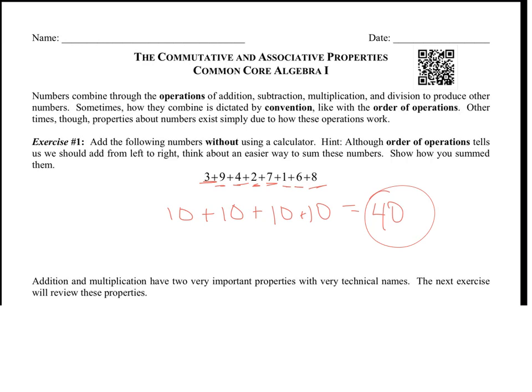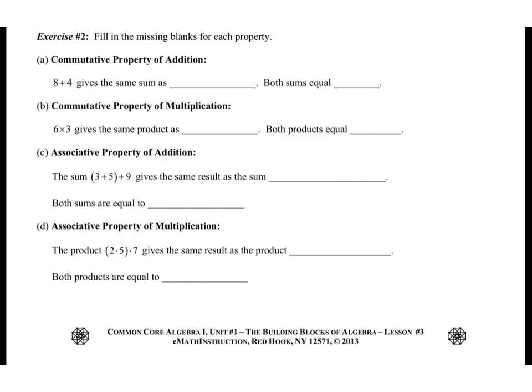So addition and multiplication have two very important properties with very technical names. The next exercise will review these properties. The commutative property: we're going to fill in the missing blanks for each property. 8 plus 4 gives the same sum as 4 plus 8. Both sums equal 12. Commutative property of multiplication: 6 times 3 gives the same product as 3 times 6. Both products equal 18.